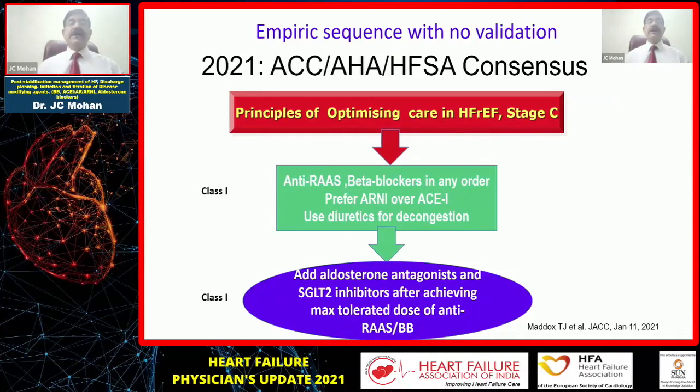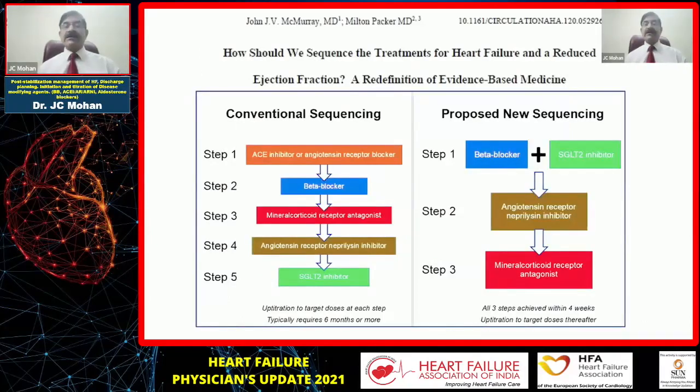However, John McMurray and Milton Packer actually 3 months back proposed a new sequencing, shown on the right side. It says in step 1 at discharge, give beta blockers and SGLT inhibitors straight away. And the next visit, try to add an ARNI. And of course, next visit, you have to add MRA. All these 3 steps should be achieved within 4 weeks, and up titration to target doses thereafter.